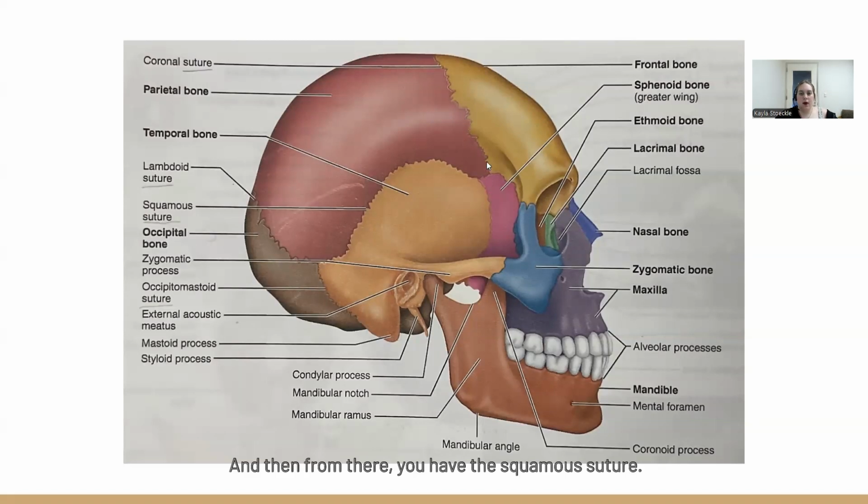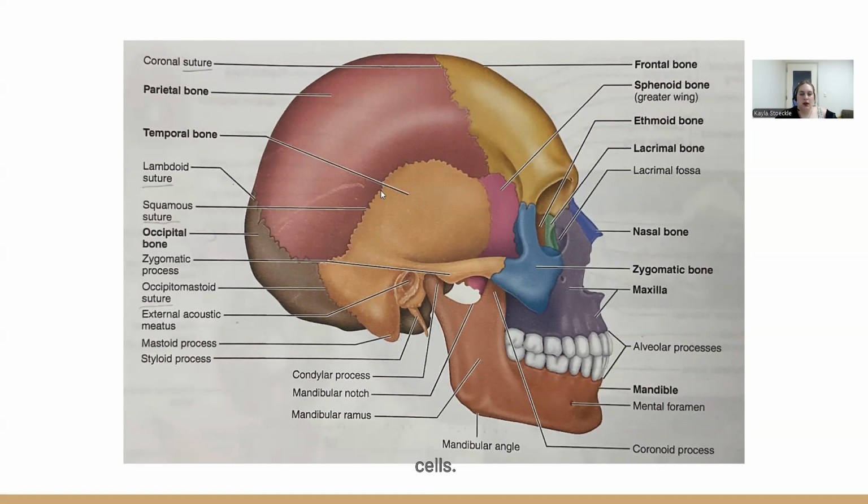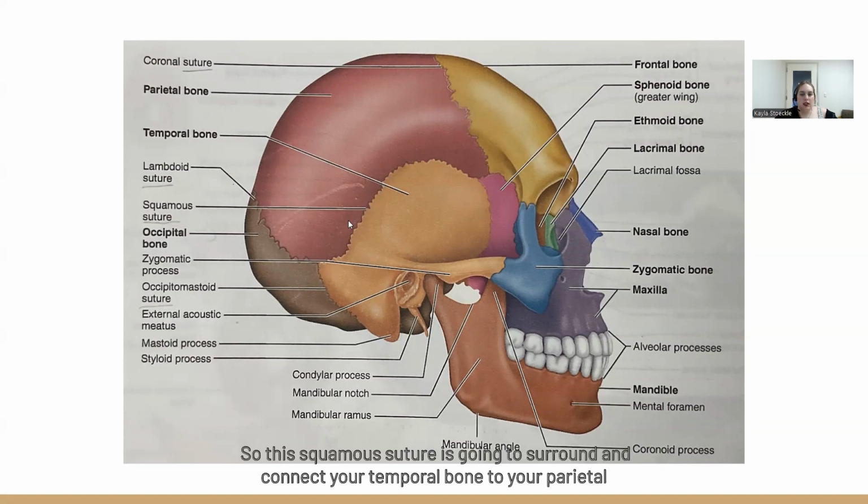And then from there, you have the squamous suture, and it's named that way because of the shape of the suture, kind of similar to squamous epithelial cells. This squamous suture is going to surround and connect your temporal bone to your parietal bone.